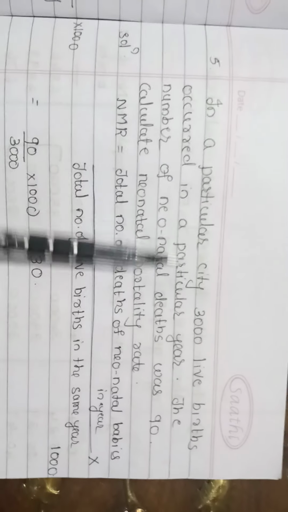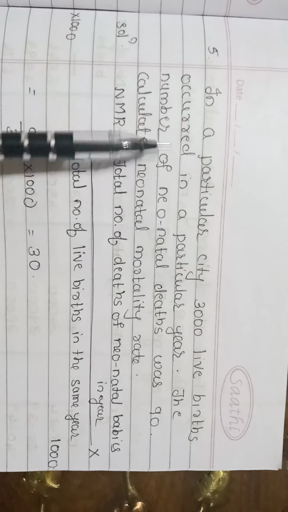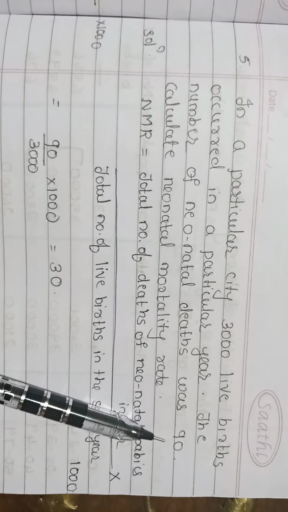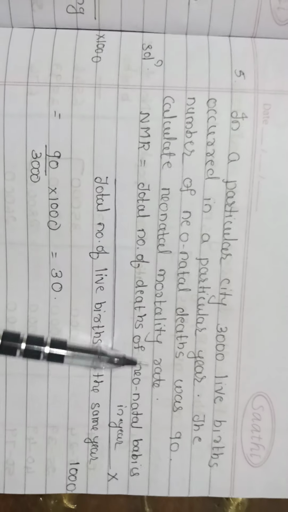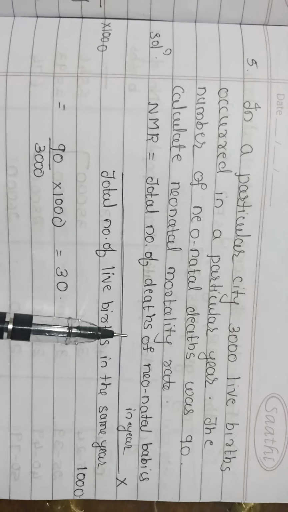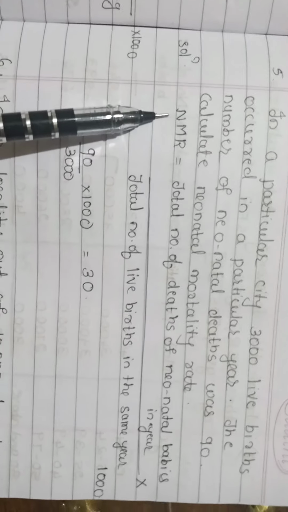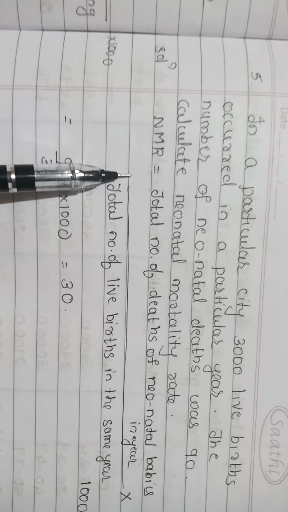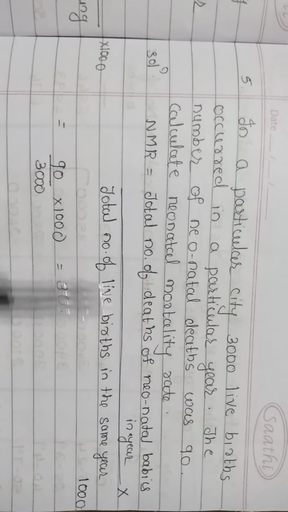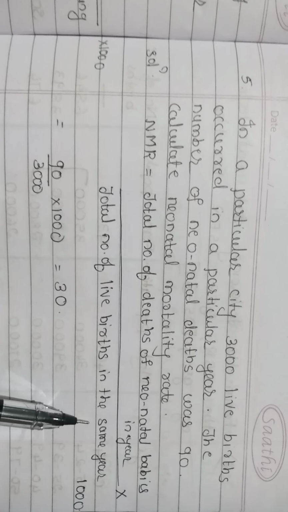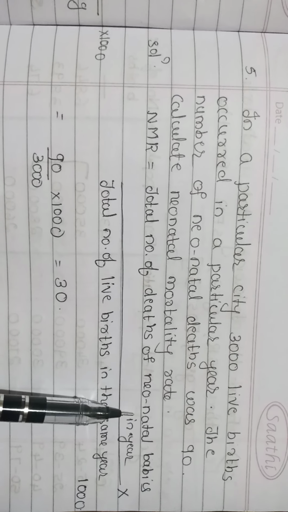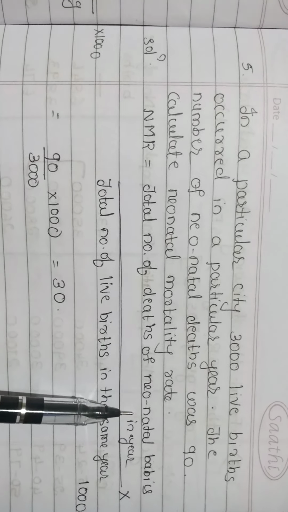Next question, fifth one. In a particular city, 3000 live births occurred in a particular year. The number of neonatal deaths was 90. Calculate neonatal mortality rate. So NMR is asked to obtain. It is also a 2 marks question. 1 mark is for the formula. NMR is equal to total number of deaths of neonatal babies in a year divided by total number of live births in the same year into 1000. Here neonatal babies means age less than 28 days.